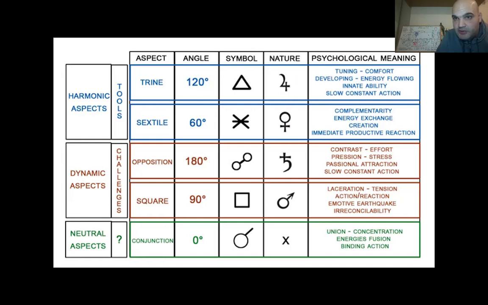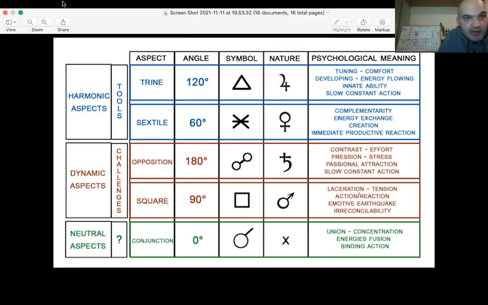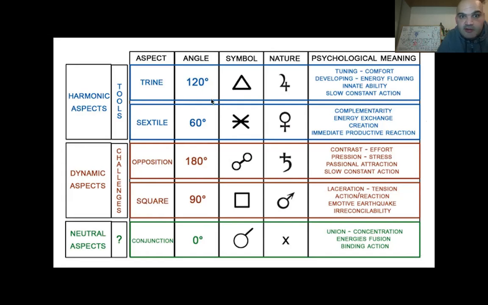Let me just move this out of the way so you can see it instead of seeing my head. So harmonious aspects: you have a trine, which is 120 degrees, which creates a triangle. And then you have a sextile, which is two planets 60 degrees away from each other. These are the harmonious tools. For the trine, the psychological meaning is tuning, comfort, developing, energy flowing, innate ability, slow, constant action. And with the sextile, it's complementary, energy exchange, creation, immediate productive reaction.